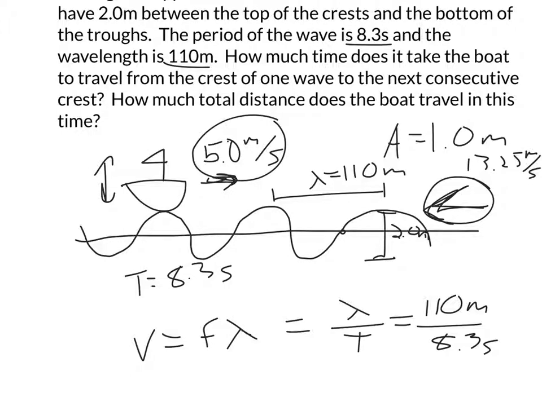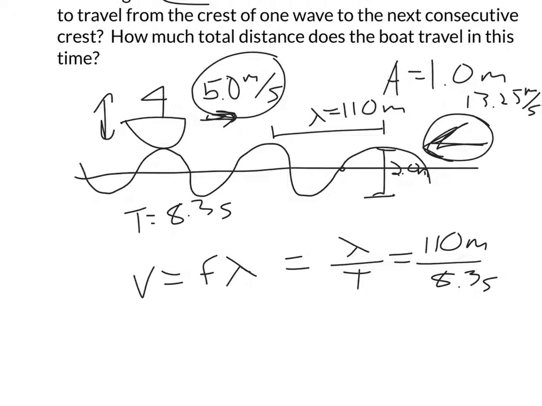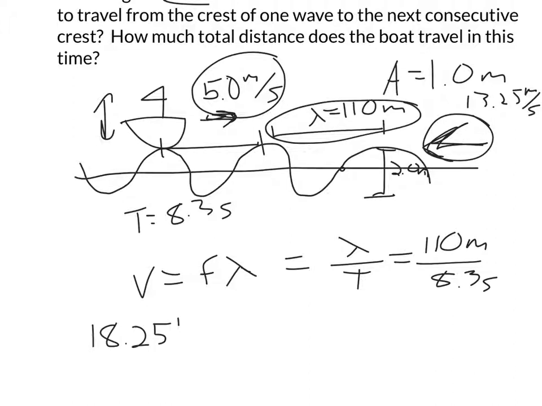All right, let's do this then. How much time does it take to travel from crest to crest? Well, from crest to crest can be just a horizontal distance, and that horizontal distance is the same between any two crests, which is 110 meters. So we have a velocity of 18. I'll round it at the end. Trust me. 18.25 meters per second, equal to a delta x of 110 meters over a delta time.